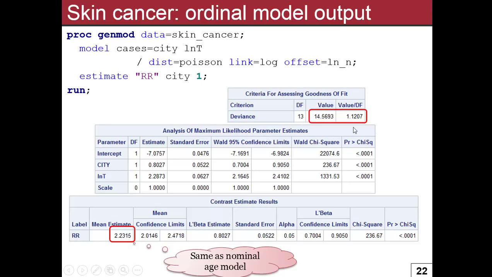1.1 was the value over degrees of freedom, and we said that this is kind of the shorthand way of doing the chi-square test. Basically, if this is in the neighborhood of 1, it's going to fail to reject the chi-square test for goodness of fit, and that is the case here.